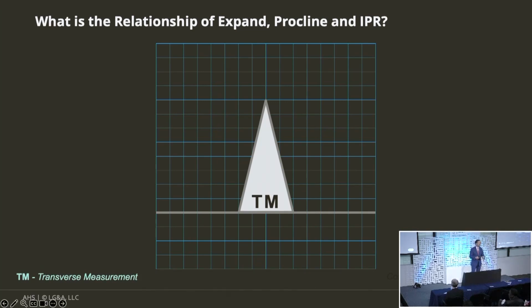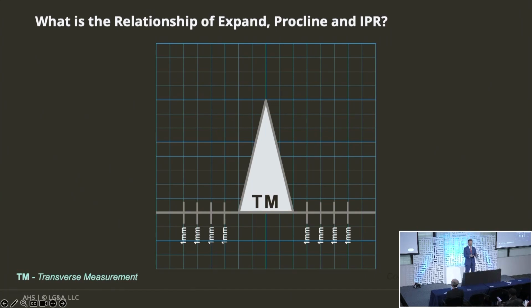Now, that triangle I'm drawing, the base of the triangle across there, it says TM. TM is transverse measurement. The line at the bottom of the triangle is the distance between 3 and 14. That is our transverse measurement. And what I'm doing is I'm going to mark off 1 millimeter increments across each side.